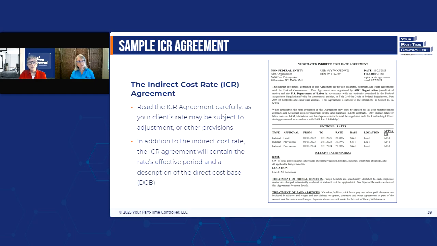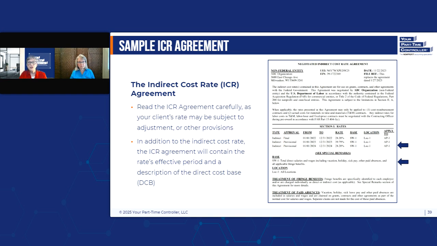So here's an example of an indirect cost rate agreement. We wanted you to see what they look like. This is the first page of what can be a 3 or 4 page agreement, but this has almost all the information you really need. It will show you the type of indirect cost rate that the organization received.